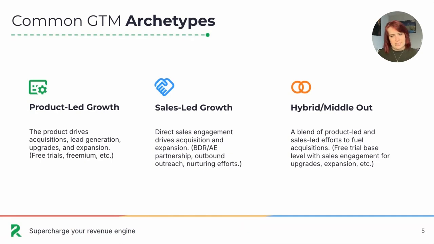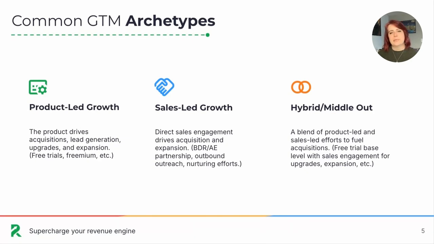The third I have listed here, not that these are in any specific order, is the hybrid or middle out approach. It's the blend of product-led and sales-led efforts. Think about it in terms of a free trial where the customer can upgrade themselves, or a direct sales team could engage for enterprise add-ons or expansion upgrades.